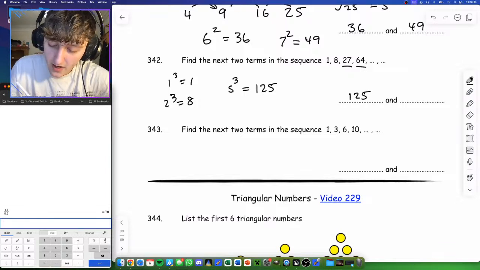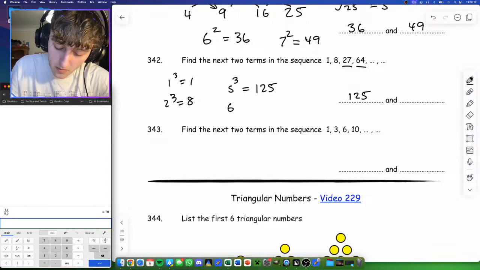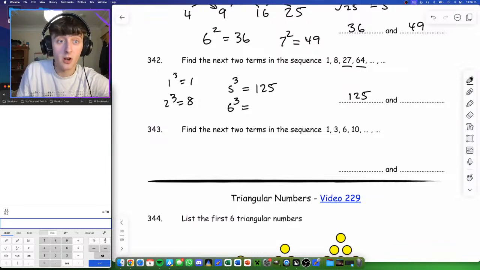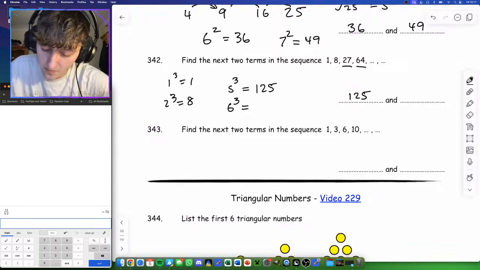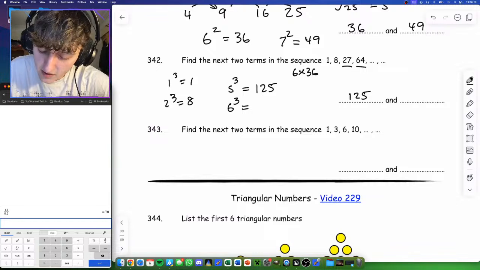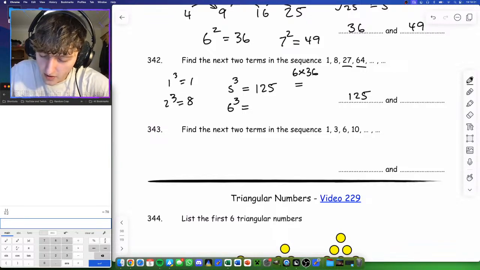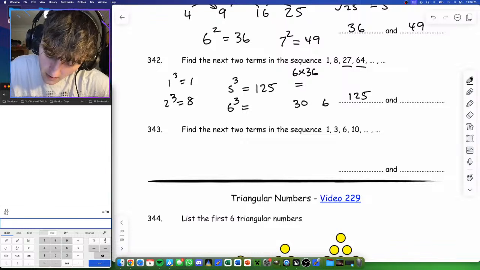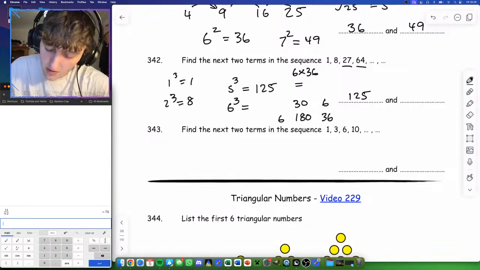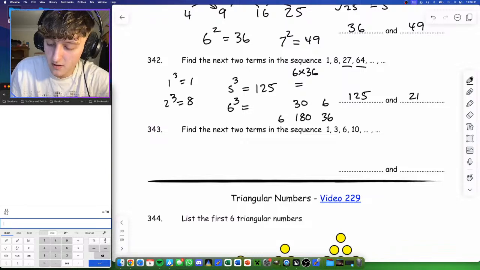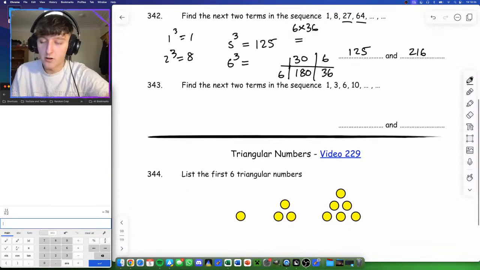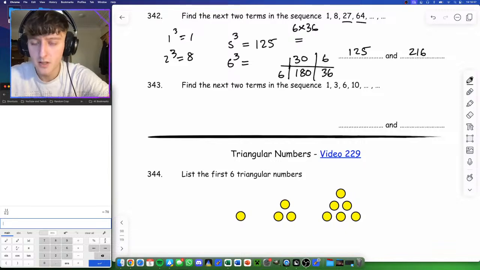Sorry, I can't write. And then what is 6 cubed? 6 cubed is 6 times 6, which is 36, times by another 6. I don't know this one off the top of my head, so let's figure it out. 6 times 6 is 36. If we do your grid method, so that's 180, and then 36, so it's going to be 216. We do that. There you go, there's your next two terms.